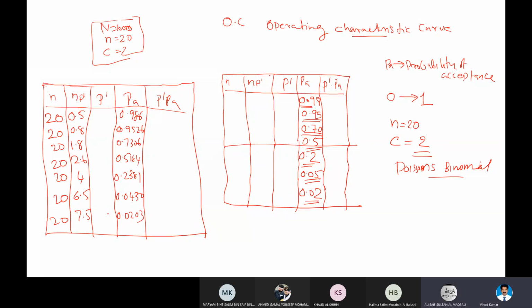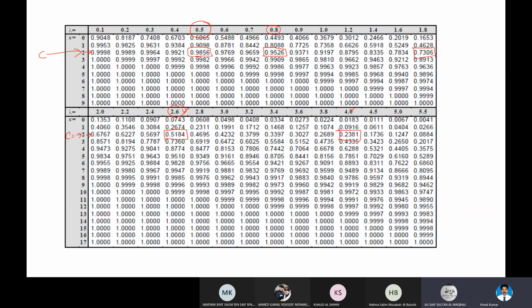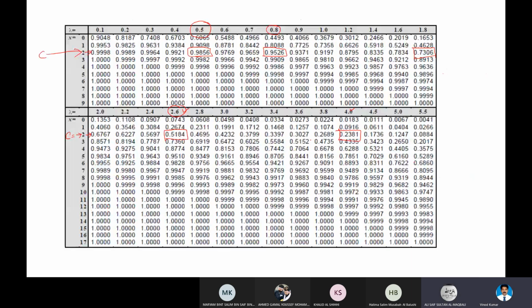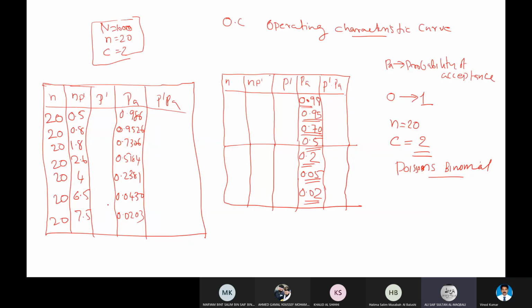Yes, doctor, but this table was not found in the tutorial. Not available in the tutorial. Now it is there. I will upload it. Poisson's distribution. I will upload it in the tutorial sheet. You can find it. Poisson's distribution. Okay. Clear now? Yes, Doctor.